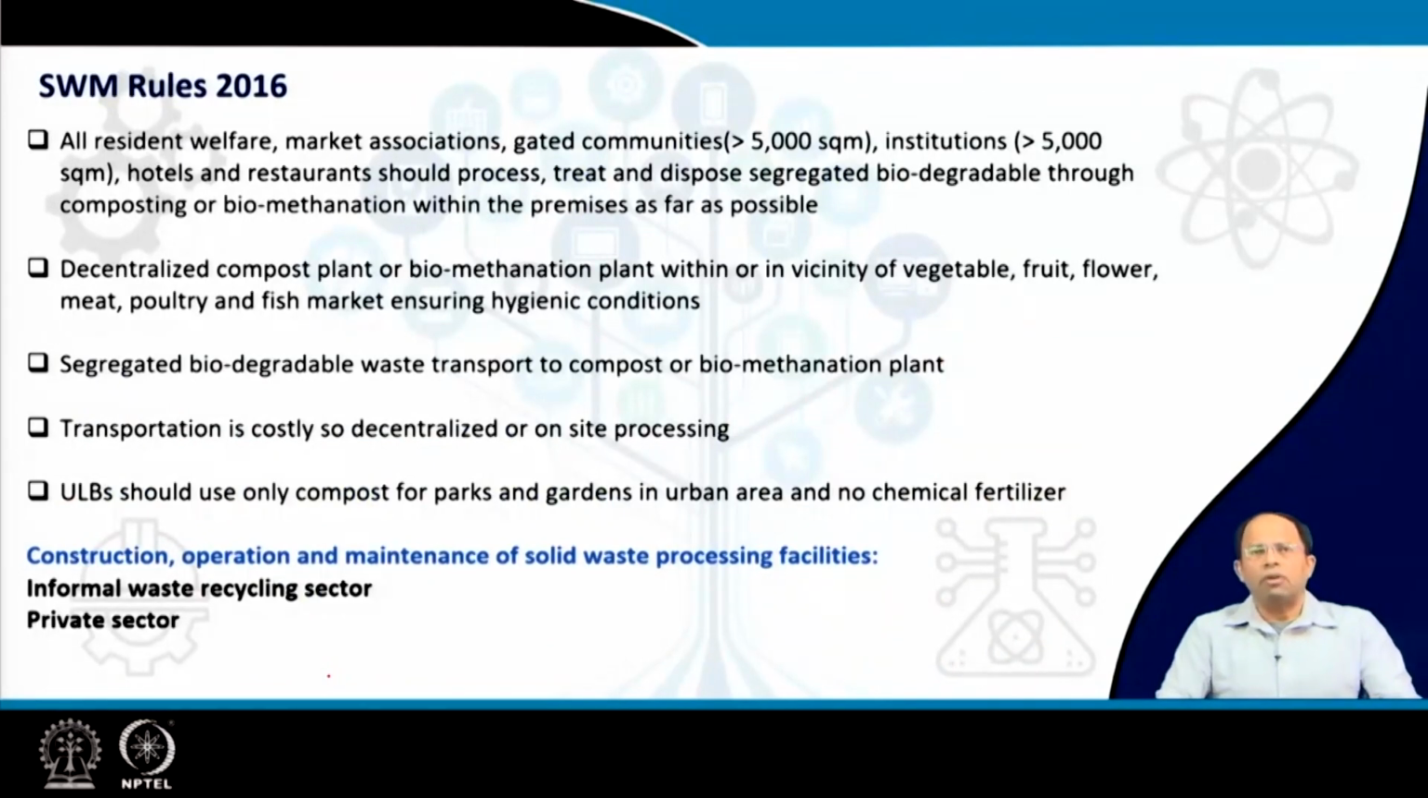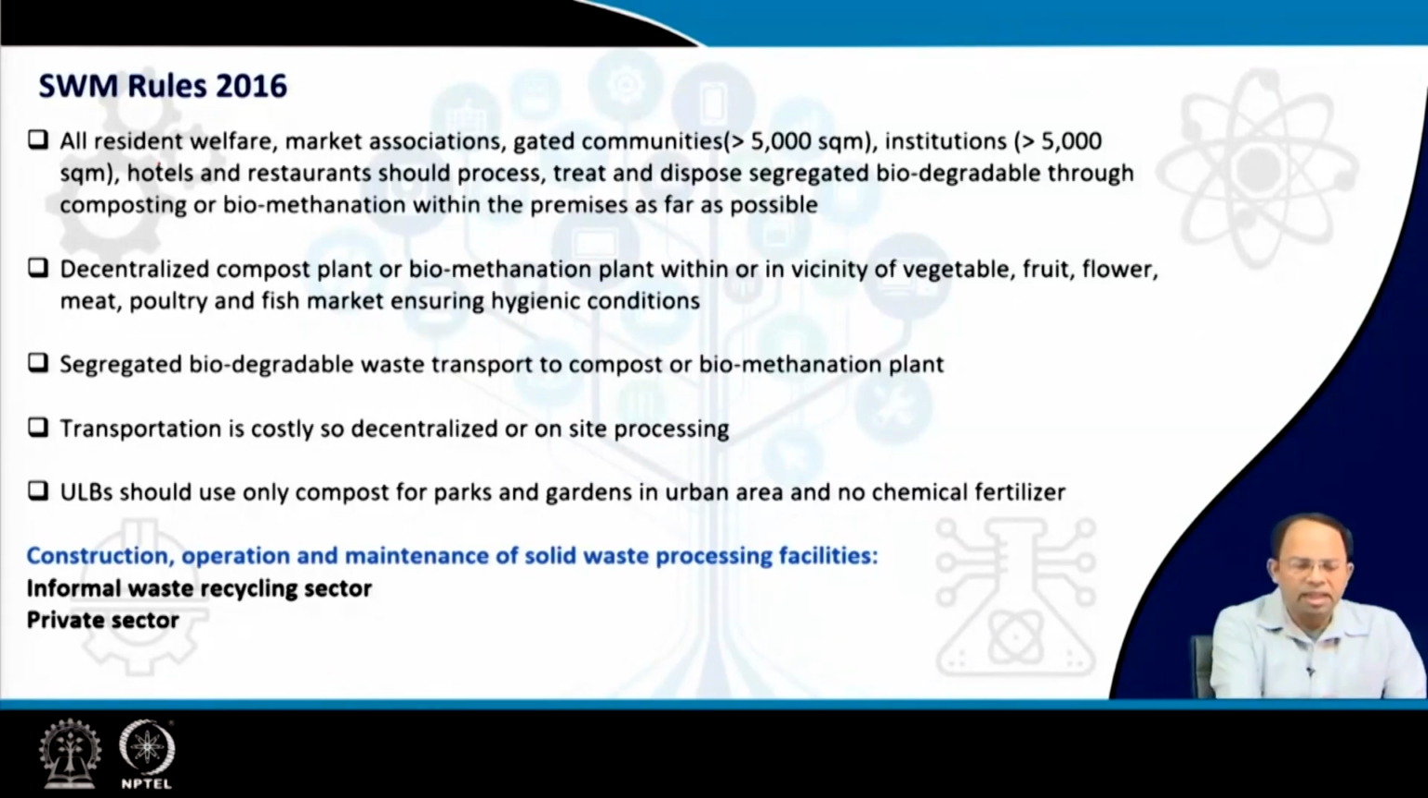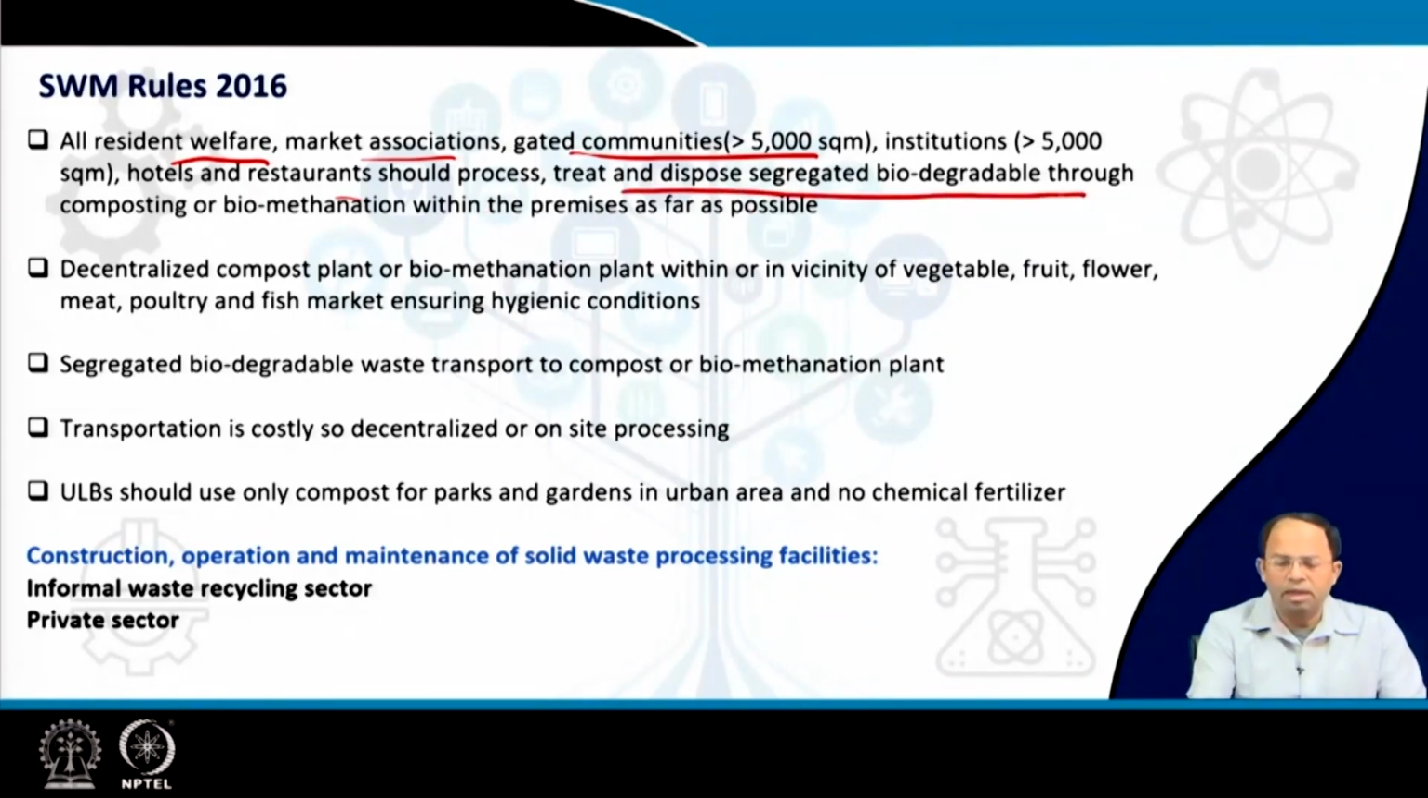So as per Solid Waste Management Rules 2016, composting has been made mandatory. For example, resident welfare associations, market associations, gated communities of greater than 5,000 square meter or institutions of greater than 5,000 square meter, hotels, restaurants, all of this, particularly bulk generators, should treat and dispose segregated biodegradable waste through composting or biomethanation. We will learn about biomethanation later.